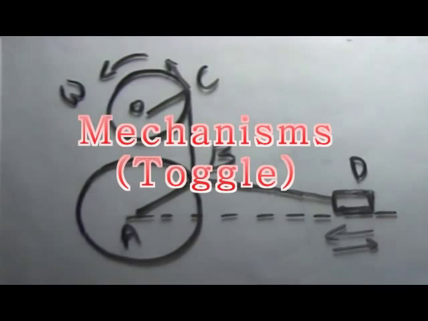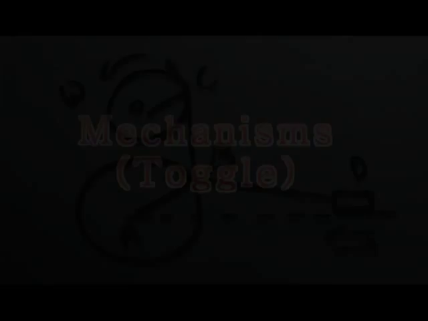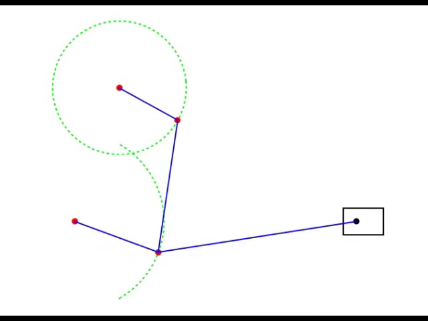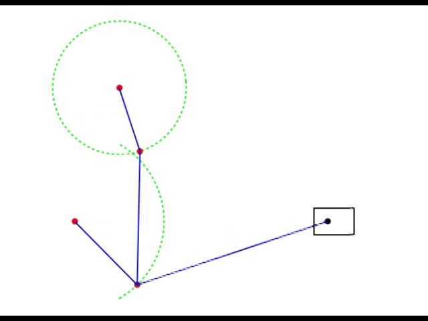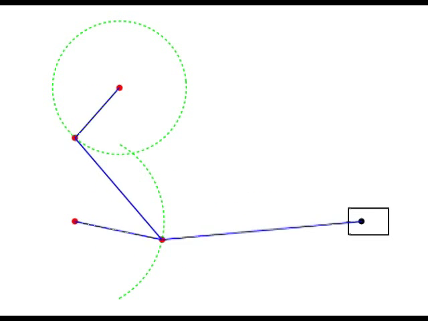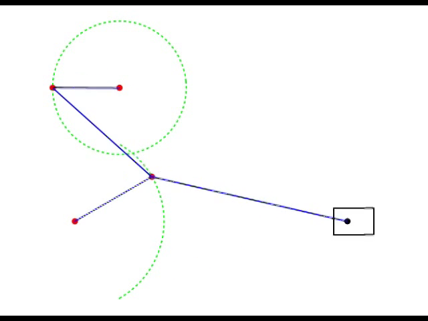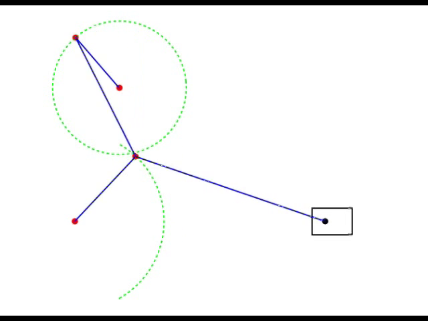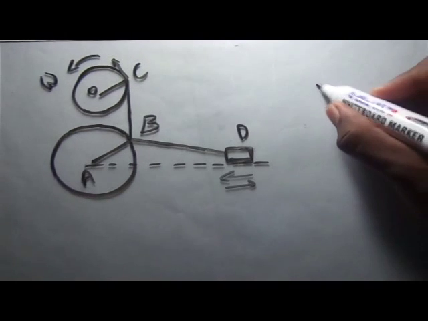Hey guys, today we'll be analyzing the toggle mechanism. Here's the simulation for this mechanism if you're really interested. Like I said before, visualizing is the heart of all kinds of analysis. You need to know how the individual links move accordingly with the crank's rotation. Let's go for the velocity polygon.